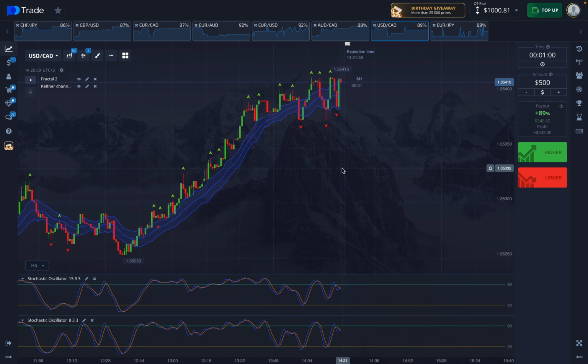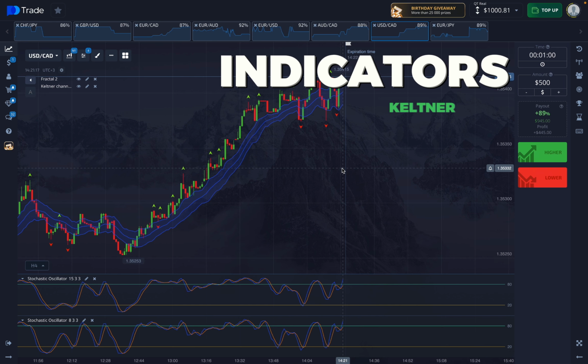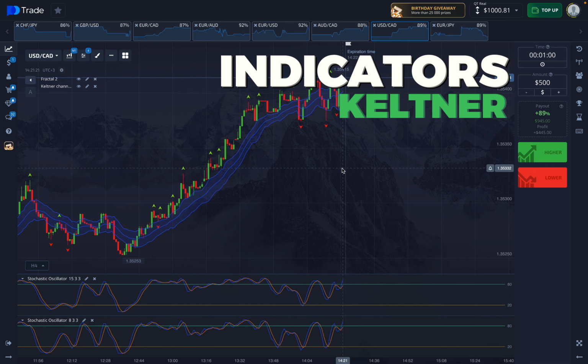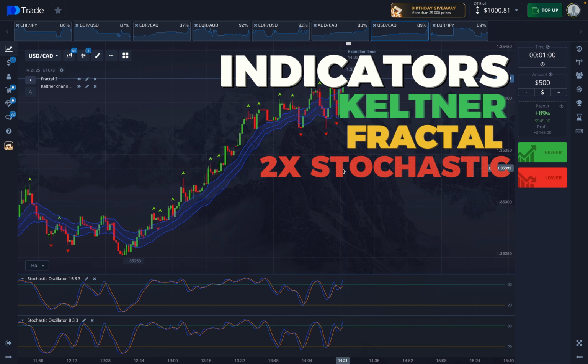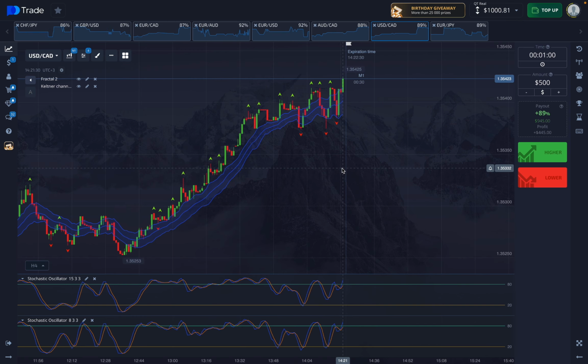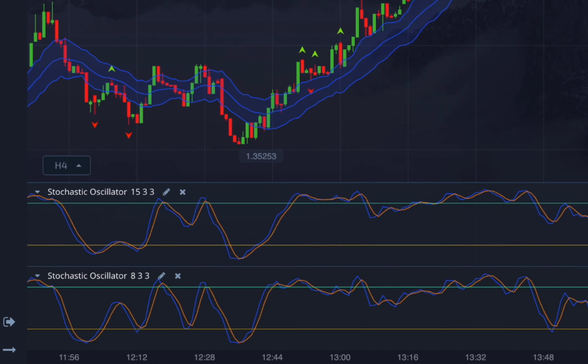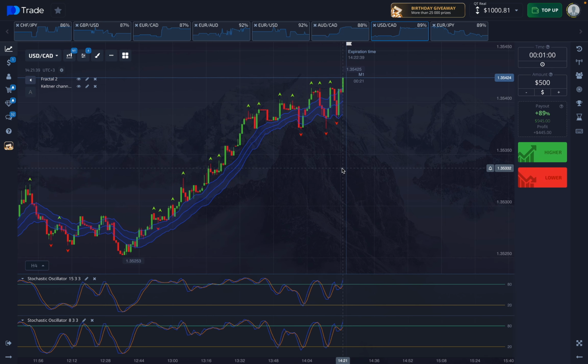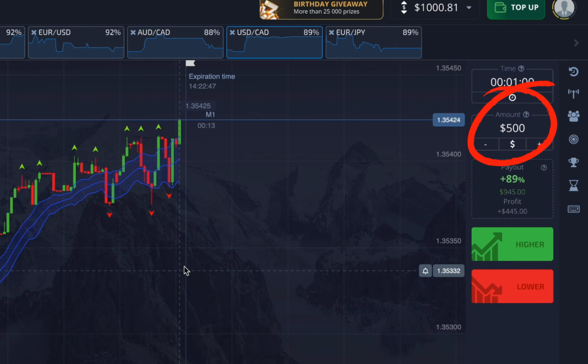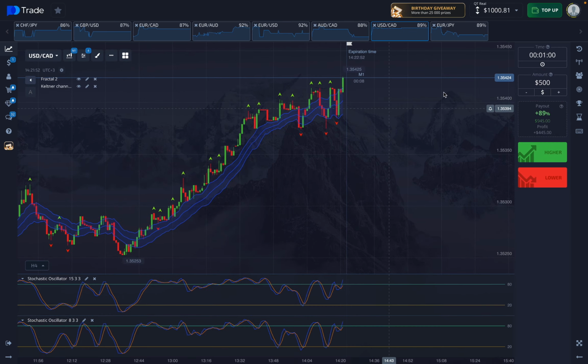I've already analyzed the best currency pairs, focusing on optimal price movement and high payout percentages. You can see them in front of you. After reviewing today's trends, I decided to use the Keltner channel for analysis, combined with Fractal's default settings and 2 stochastic oscillators. The first has a period of 15 and the second has a period of 8. The overbought and oversold areas are set to default, 20 and 80. Let's begin with a $500 0-cent trade. Let's find the best entry point.